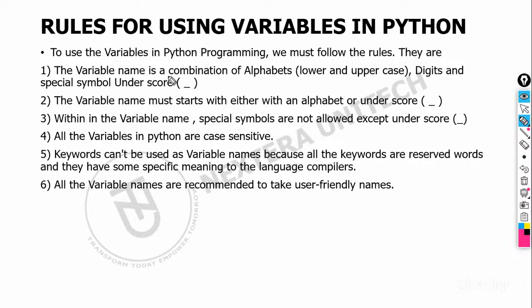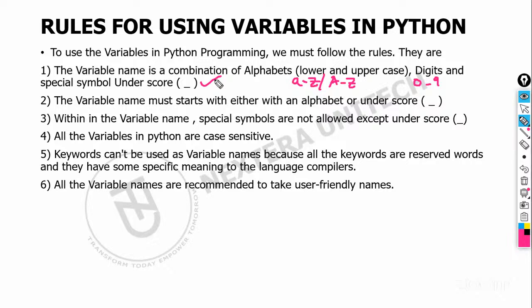So the first rule says a variable name is a combination of alphabets, either in lowercase or uppercase, nothing but a to z or A to capital Z. Then followed by digits. You can also have digits and only one special symbol, that is underscore. Only one symbol is allowed, that is underscore. So within a variable, you can have a combination of alphabets, digits, and underscore. This is the first rule.